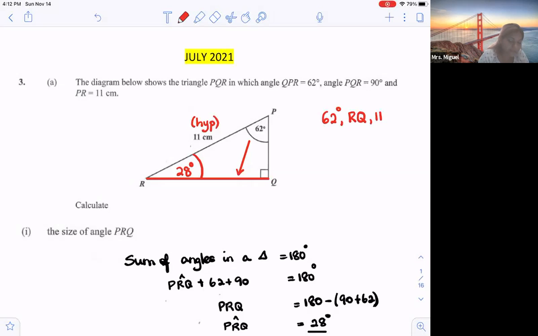How do I know it is the hypotenuse? Because it is opposite to the right angle. No problem, Sharona. So the side opposite to the right angle is called the hypotenuse. So we have the opposite side and we have the hypotenuse. So we need to determine which trig ratio we can use to find the length RQ.